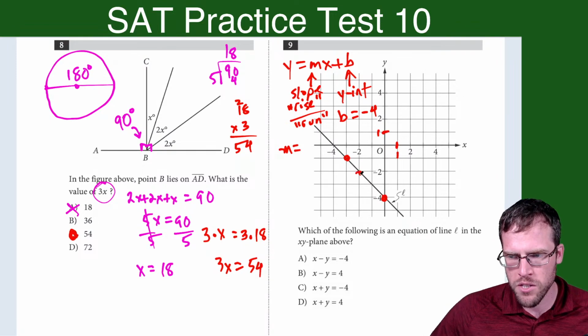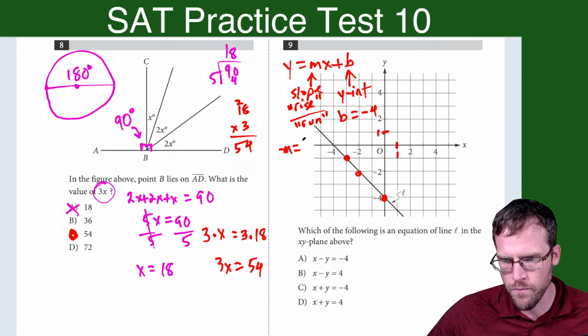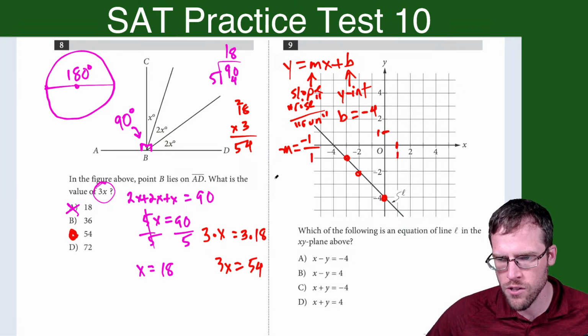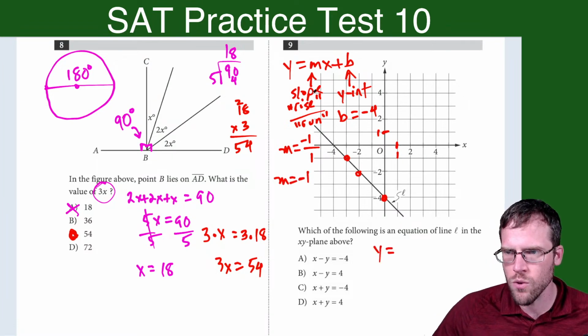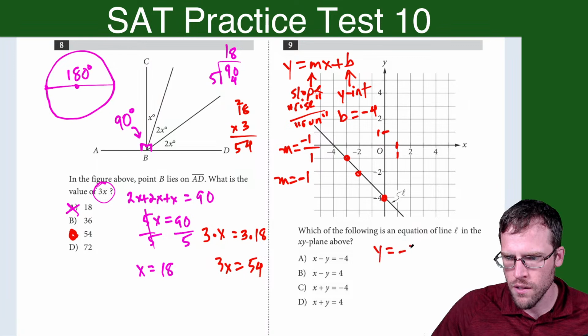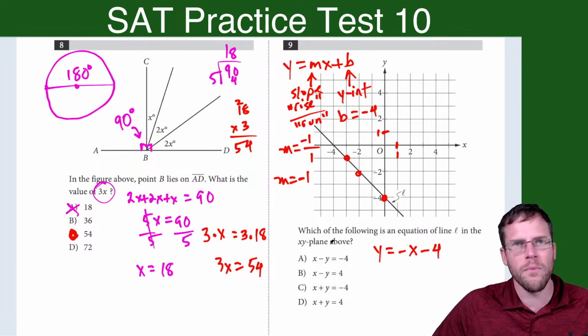So that means to get from this point to this point, I'm going down 1. So I'm rising -1. So I'm going down 1 over 1. So my slope simplified is -1. So now I plug in, I have y equals -1 times x, or just -x I could write. So -x, and then b was -4. And then you look and you're like, oh no, my answer's not there.